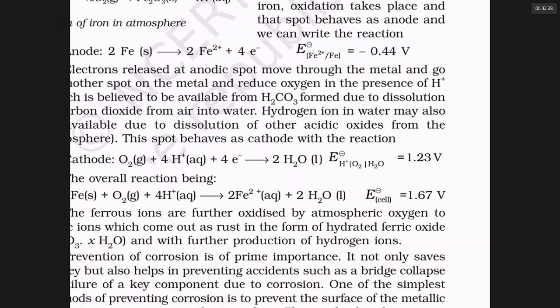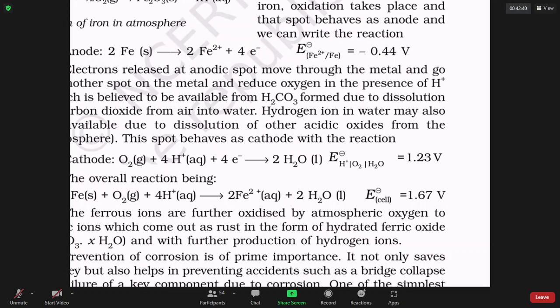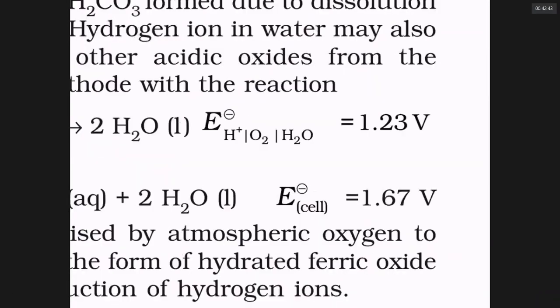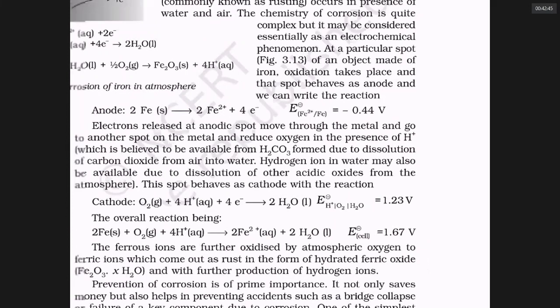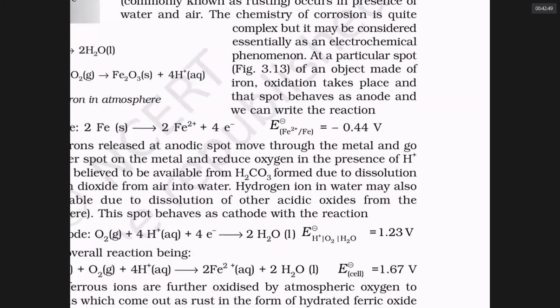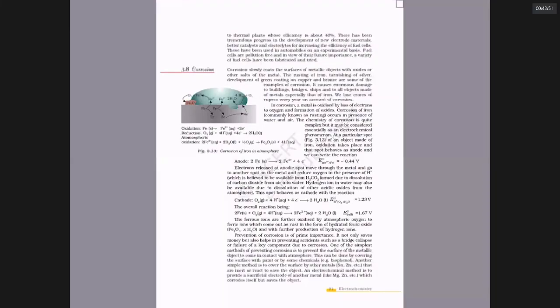What is the cell potential in this case? Higher potential minus lower potential. 1.67 minus 1.23.